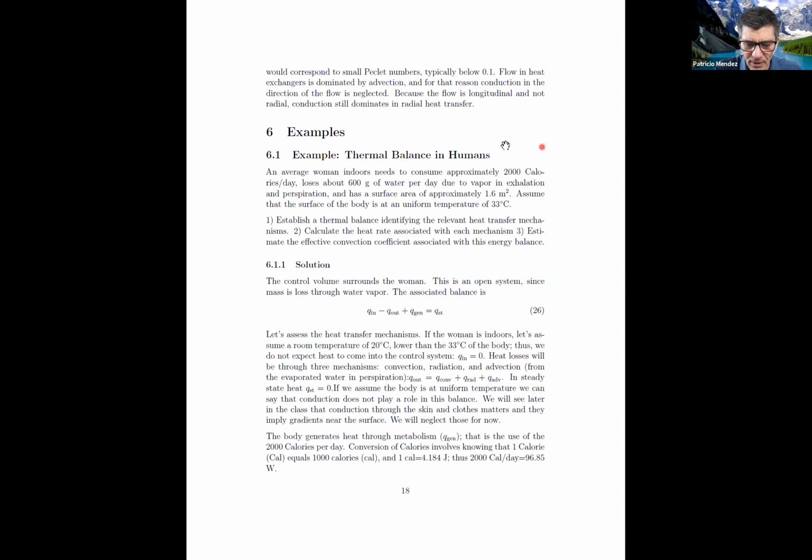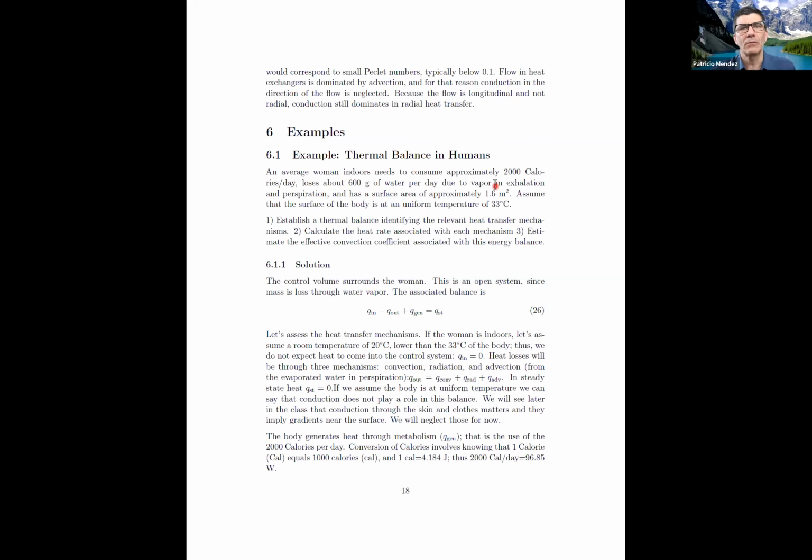That actually is a funny thing. It is not the scientific way of writing, but that means 1,000 small calories with a small c, right? So we know that on average, humans lose about 600 grams of water per day due to exhalation and perspiration, right? So we lose water. As I'm talking to you, I'm losing water. At the end of the day, I lose a little bit more than half a liter of water just from being alive. I'm talking so much that I'm losing more than that.